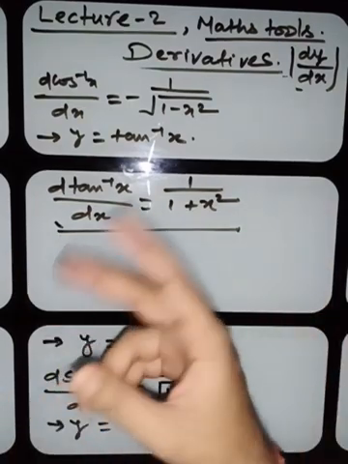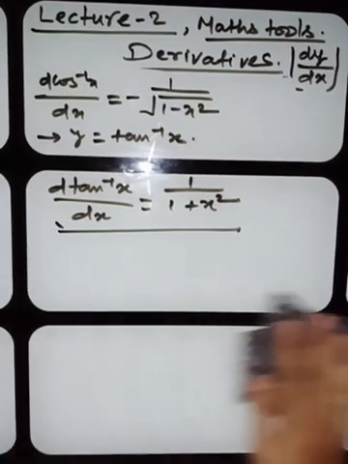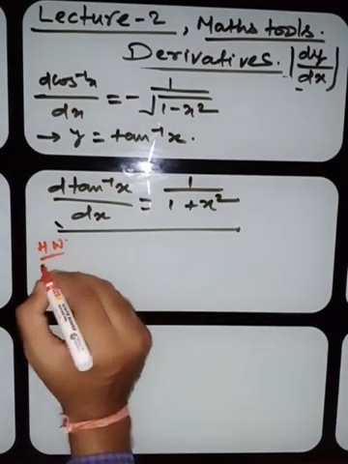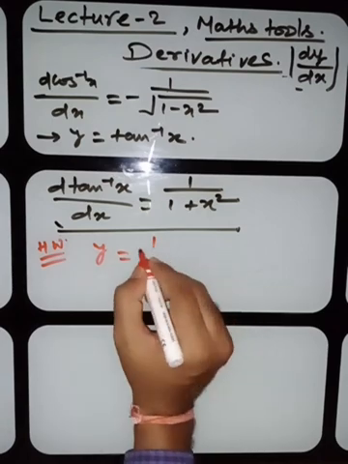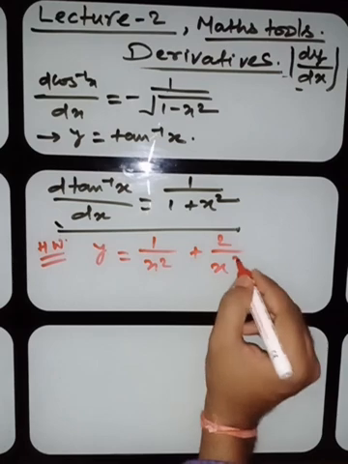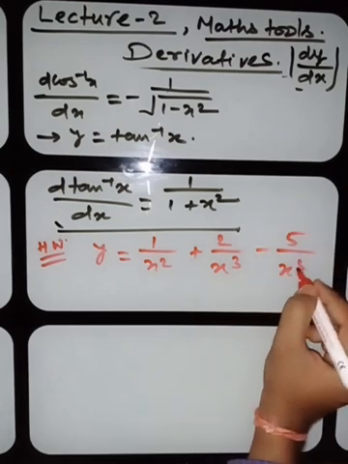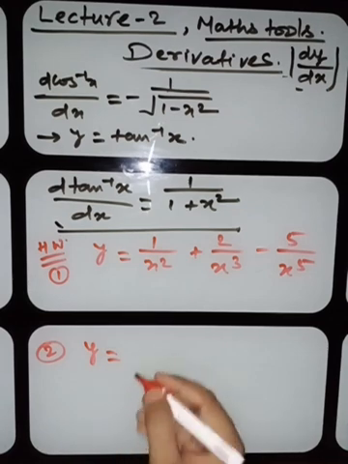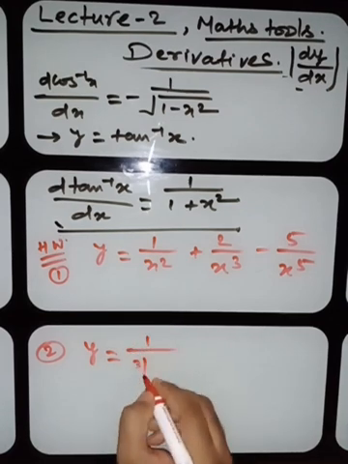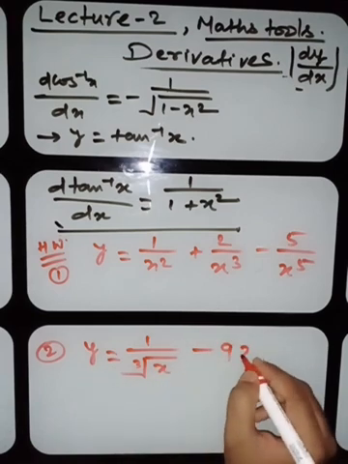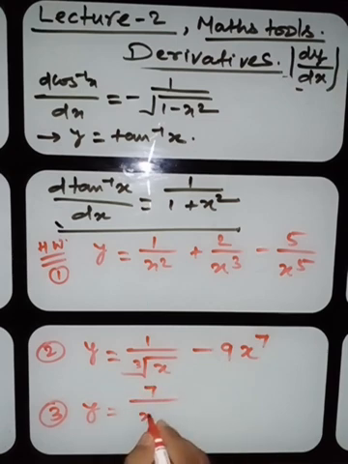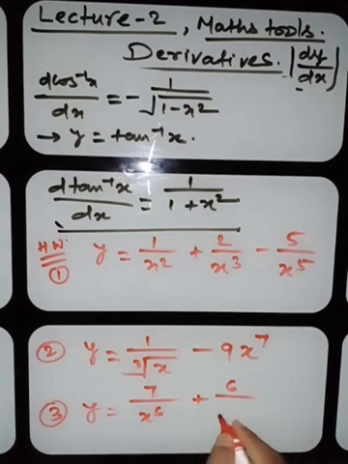And for doing your home practice, I'm giving you 2 or 3 questions as homework. I have given already the 2-3 questions here. Homework. y is equal to 1 by x square plus 2 by x cube minus 5 by x5. One question. Here, the second homework. y equals 1 by cube root x minus 9 x to the power 7. And the third and the last, y is equal to 7 by x to the power 6 plus 6 by x to the power 5 minus 5.